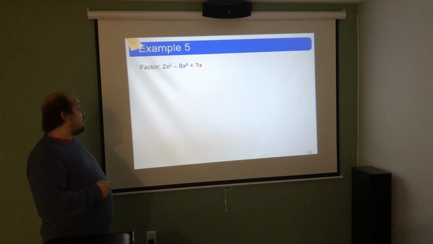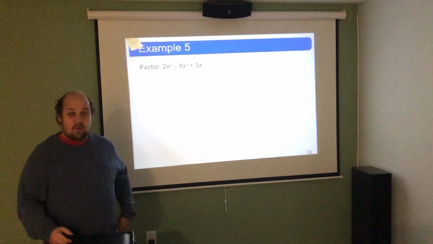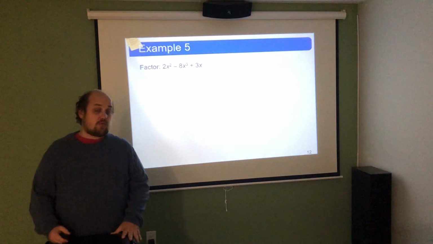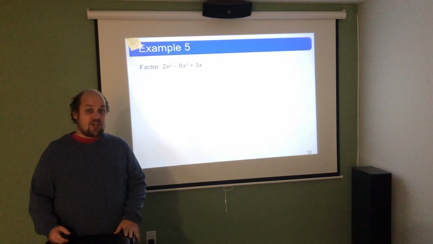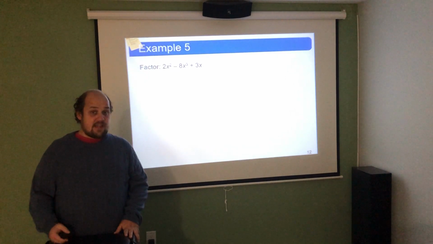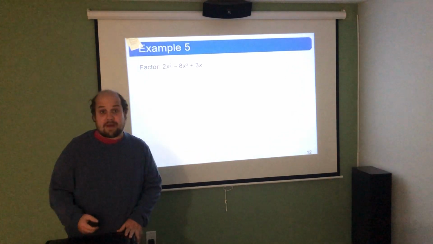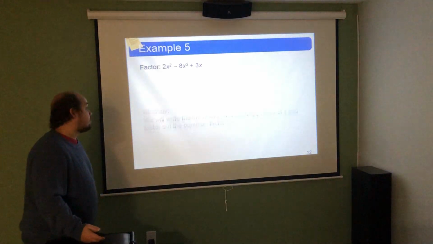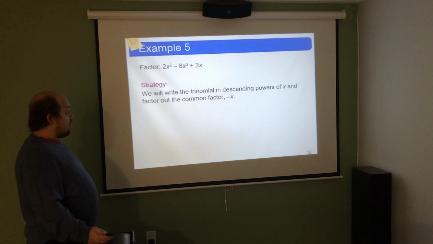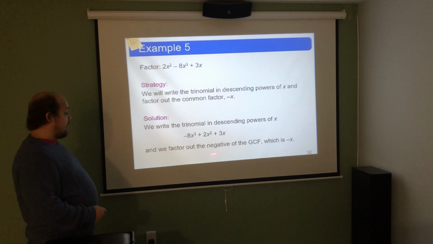That said, if I do that, the highest power of x, x squared, would be here with a negative 8. I really don't want my first term to be negative, so probably I would take out, instead of just an x, a negative x, to ensure that first term was a positive x squared term. So, we first write it in descending powers, negative 8x cubed plus 2x squared plus 3x.